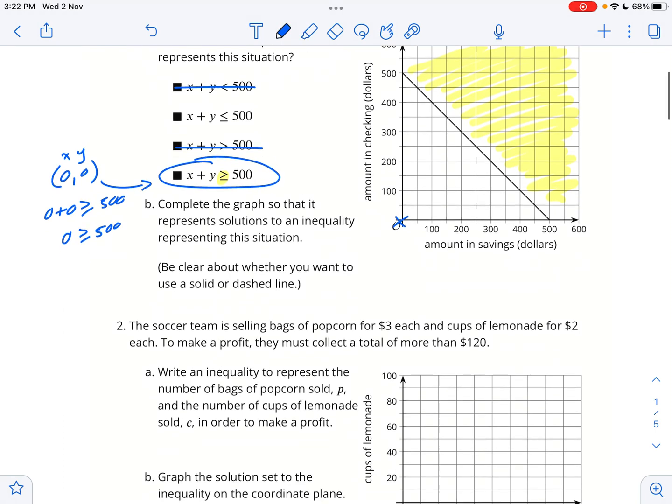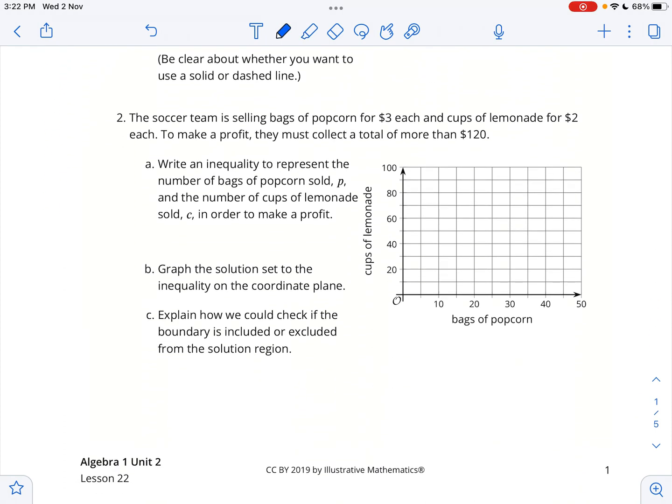Question 2. The soccer team is selling bags of popcorn for $3 each and cups of lemonade for $2 each. To make a profit, they must collect a total of more than $120. Write an inequality to represent the number of bags of popcorn sold and the number of cups of lemonade sold. So it's $3 for each bag of popcorn. So that would be 3p plus 2c, because you're making $2 for each cup of lemonade. And then we need to make more than, not more than or equal to, just more than $120. So that would be my inequality.